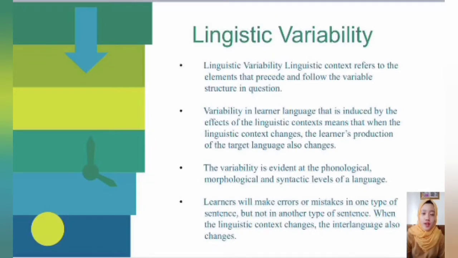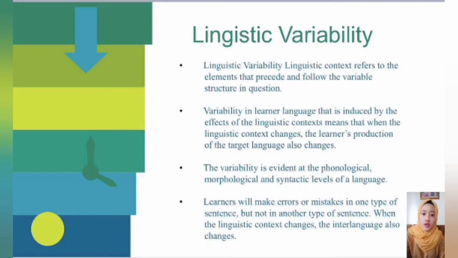I will continue the explanation from Putri Pratama Lestari about linguistic variability. Linguistic context refers to the elements that precede and follow the variable structure in question. Variability in learner language that is induced by the effects of the linguistic context means that when the linguistic context changes, the learner's production of the target language also changes.